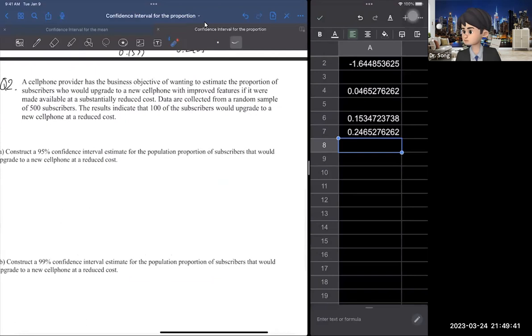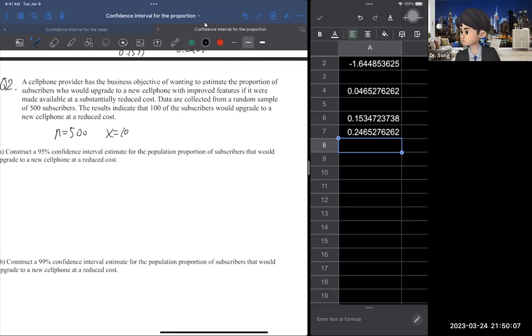A cell phone provider has the business objective of wanting to estimate the true proportion of subscribers who would upgrade to a new cell phone with the improved feature if it were made available at a substantially reduced cost. Data are collected from a random sample of 500 subscribers. That means that n equals 500.